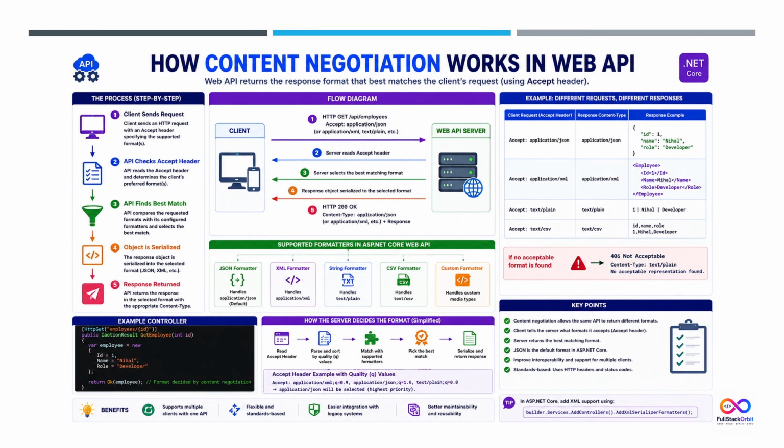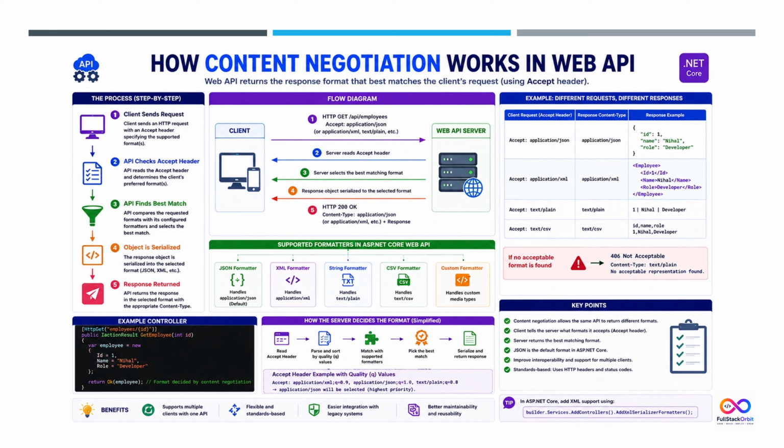In step 5, response is returned. Finally, API sends the response back to the client. The response also contains the appropriate content type header. For example, if JSON is written, content type will be mentioned as application slash JSON. If XML is written, the content type will be mentioned as application slash XML. This tells the client how to interpret the response. Different requests produce different responses.